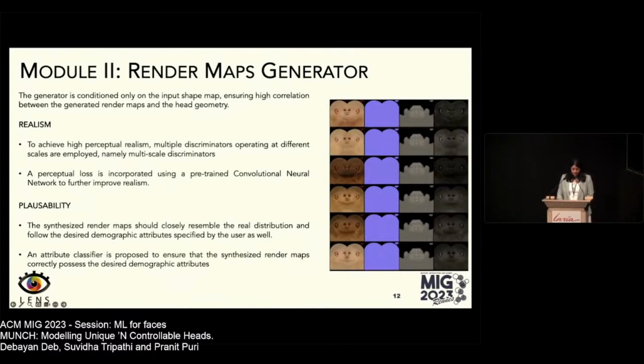And to maintain the plausibility, the synthesized render maps should be able to actually resemble the input demographics which were given at the first stage. And for that, we used an attribute classifier along with the GANs that can classify each of these texture maps into the ground truth demographics.